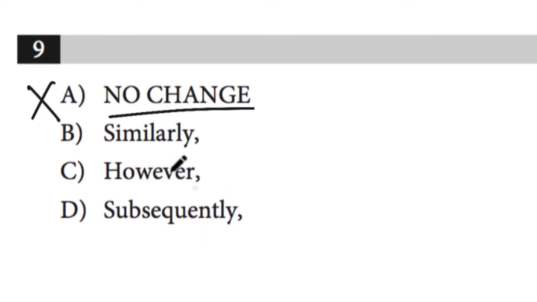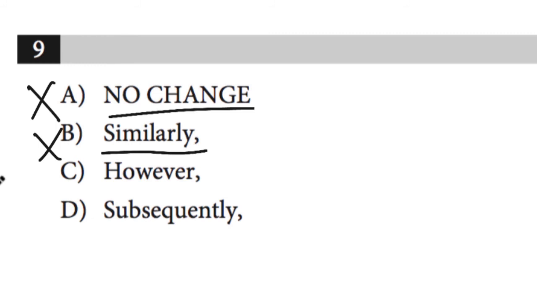Option B is similarly. Once again, it's illogical to say that a legislator's ban is similar to the research findings. That is not the relationship between the research finding and the legislator's ban. So that's not correct once again.